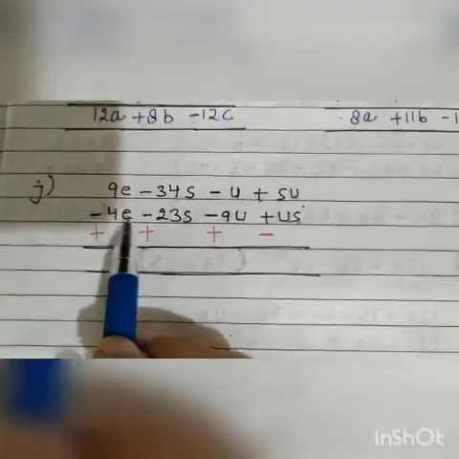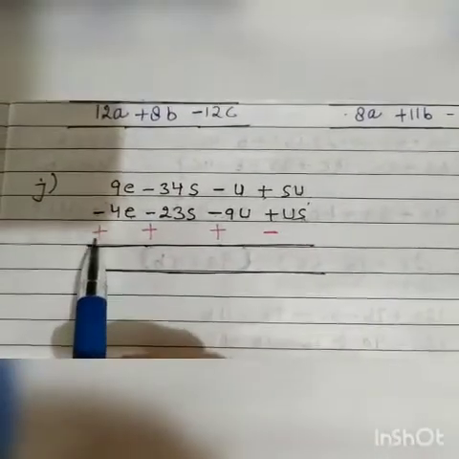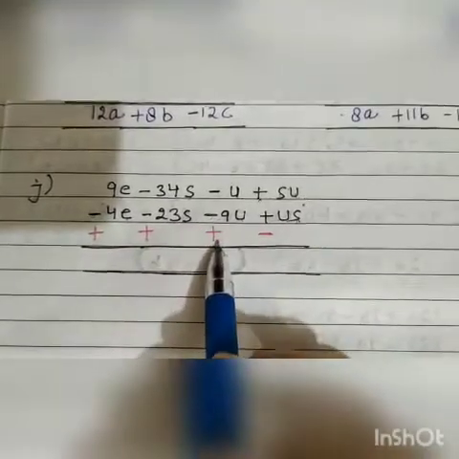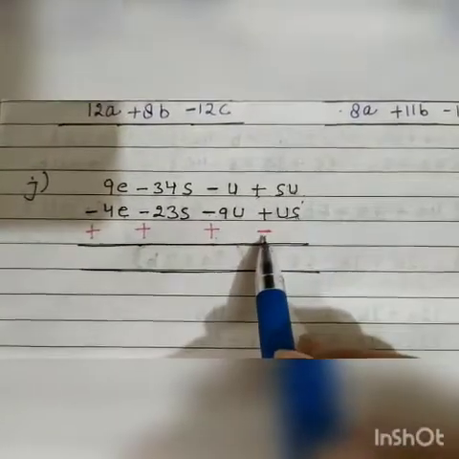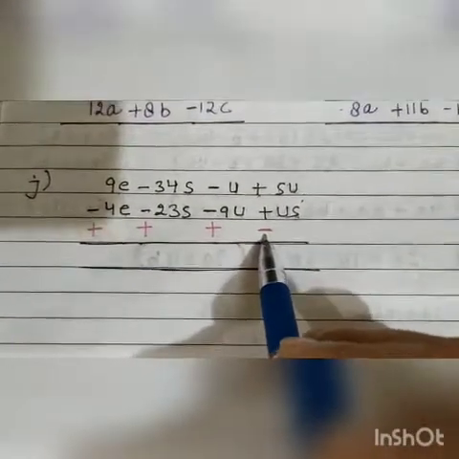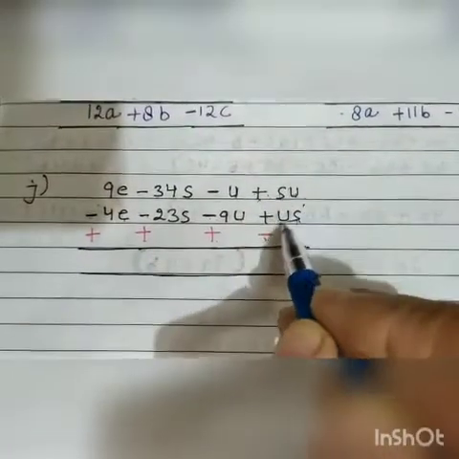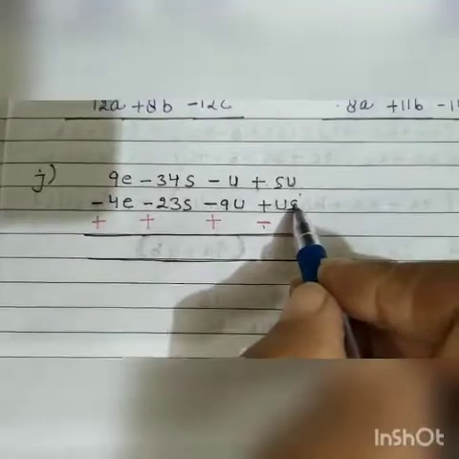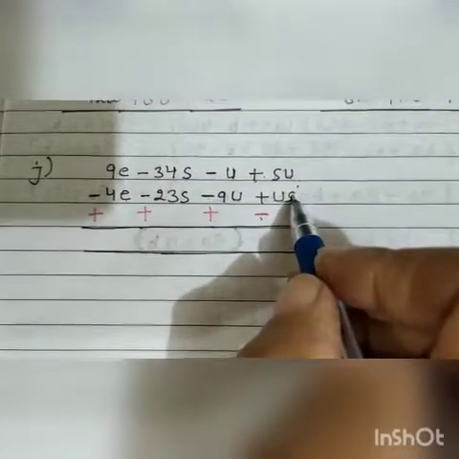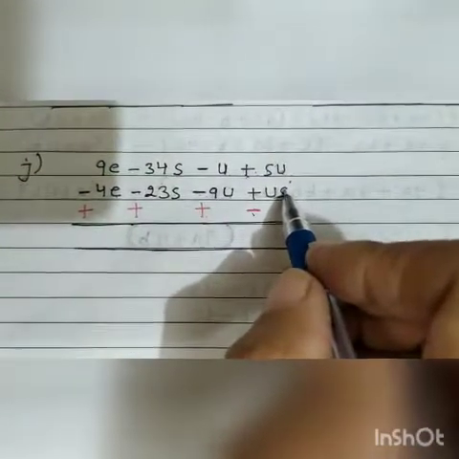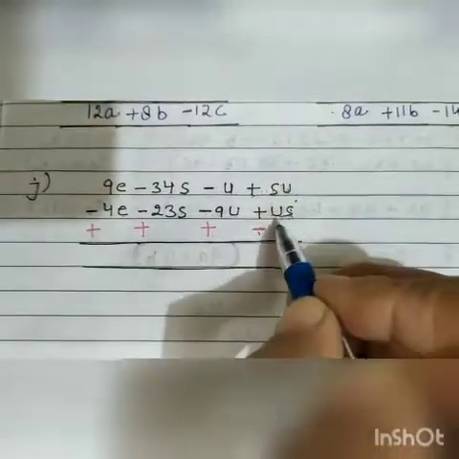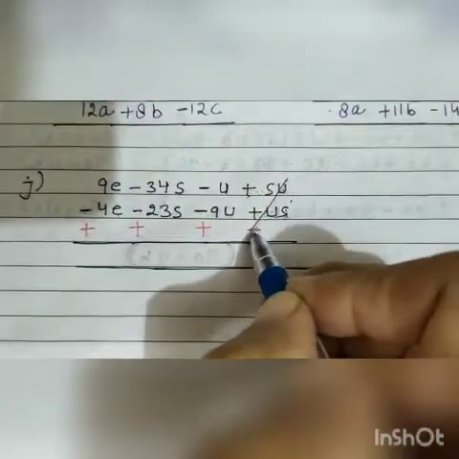Now first we will change the sign. Minus will change to plus, minus will change to plus, minus will change to plus, plus will change to minus. Now solve it. This is plus su and this is minus us. Students, you know when two terms are same but with opposite sign, then they will cancel. So plus su and minus us, they will cancel.